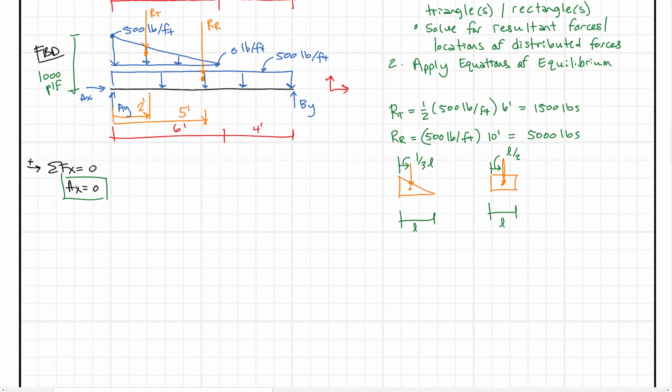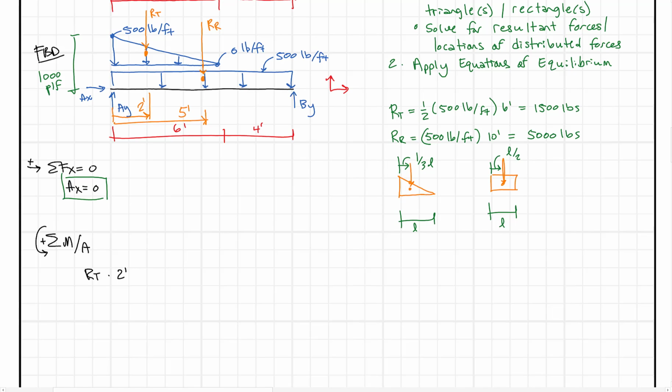Don't forget them, because if you forget them, your answer is not complete. Let's do some of the moments next. So when we sum moments, again, we look for any moments or any forces that don't act through point A, because if you remember, a moment is a force times a distance. And what we're going to do here is we're going to say, well, we have RT times 2 feet.